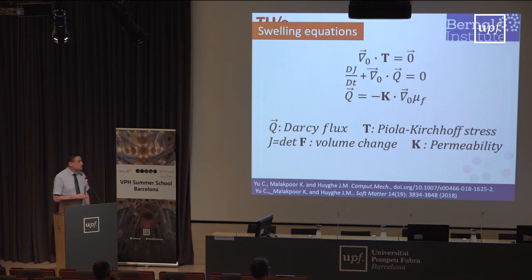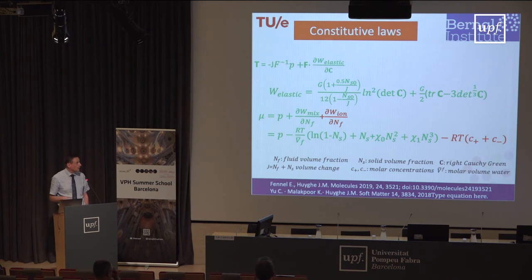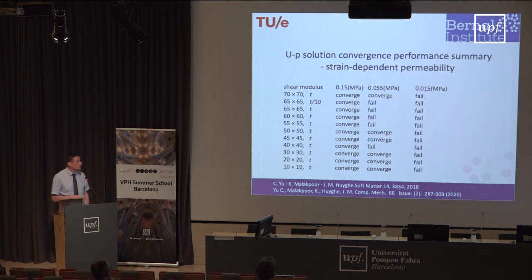And then there are equations, and for those people who are at home with equations, this is the momentum balance, this is the mass balance, and this is the Darcy equation. Flow is equal to permeability times the gradient of chemical potential. And we can write these equations down, and we can try to solve them. And the swelling we account for by means of an ionic component, a mixing component, and an elastic component. I don't want to go into the details of these equations.